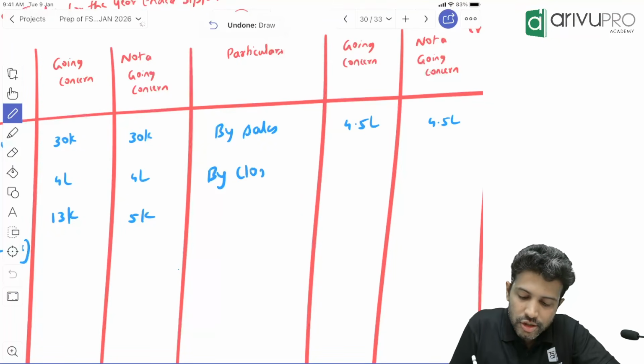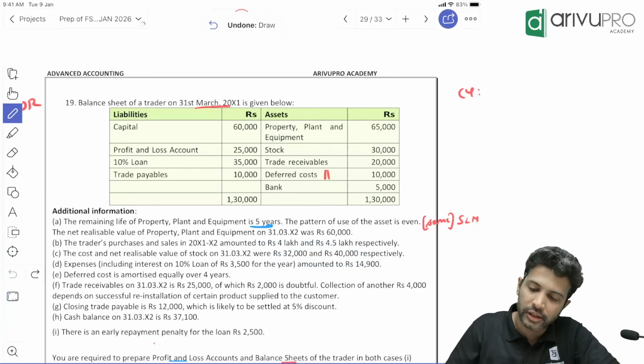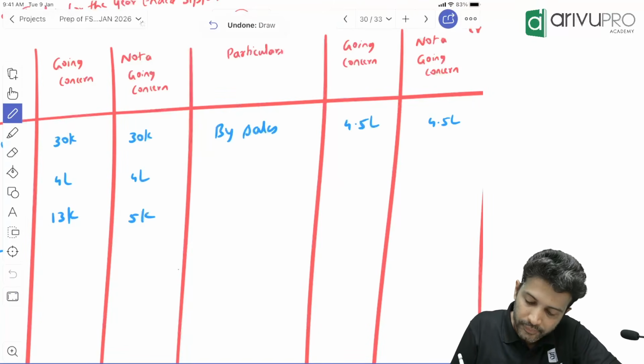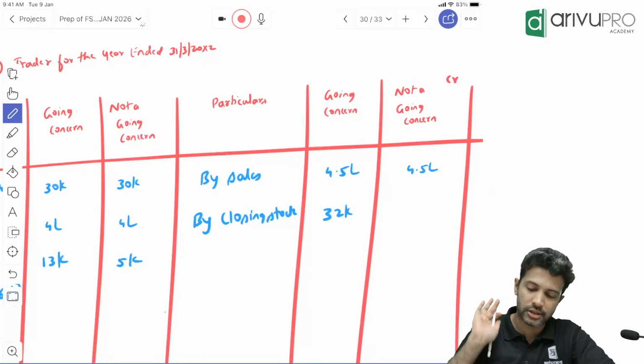By closing stock. Yes, Ajay. At what value will it be recorded? Cost or NRV, whichever is lower. 32 or 40, which is lower? 32,000. This is the case when the entity is a going concern.